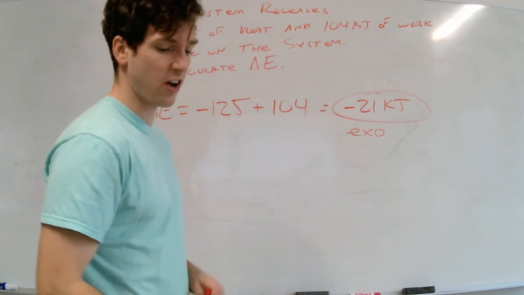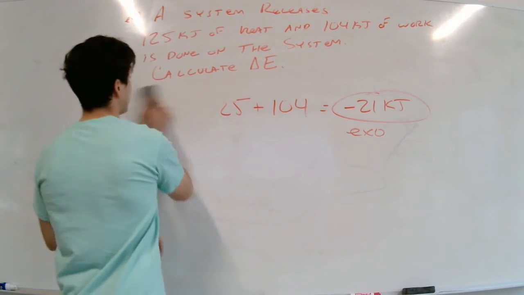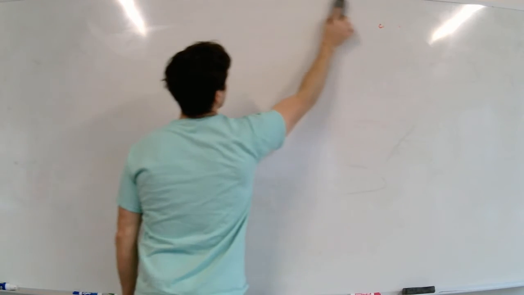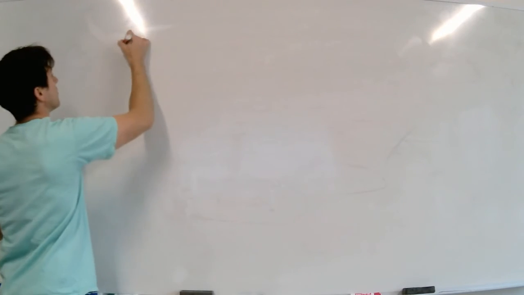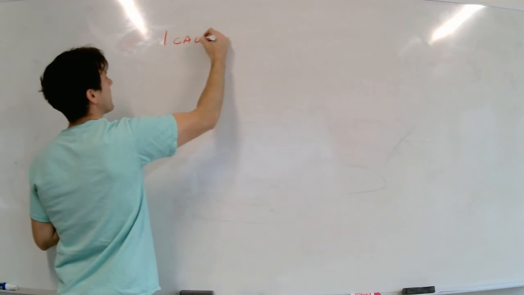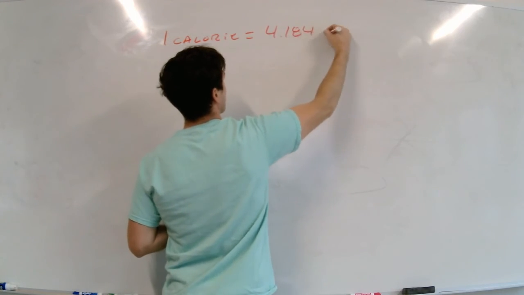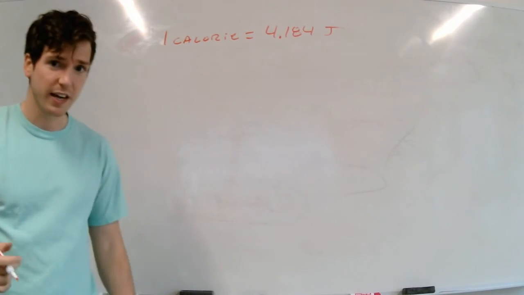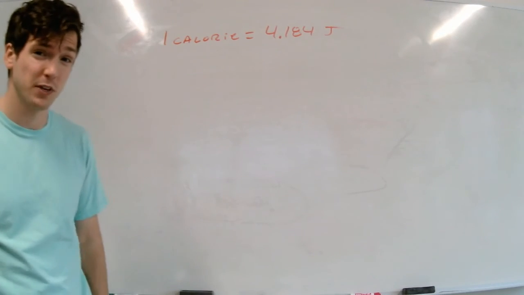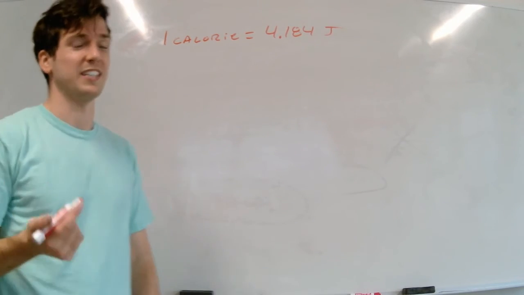Let's go ahead and talk about calories and joules real quick. So that is it for energy change. Let's talk about the calorie and joule conversion. Like I said before, 1 calorie equals 4.184 joules. Okay, and a calorie is different. A Calorie in food is actually 1,000 calories. So it's actually a kilocalorie.